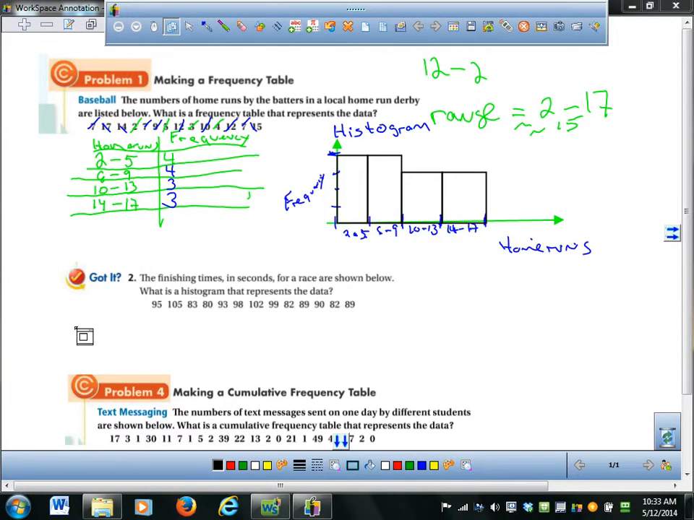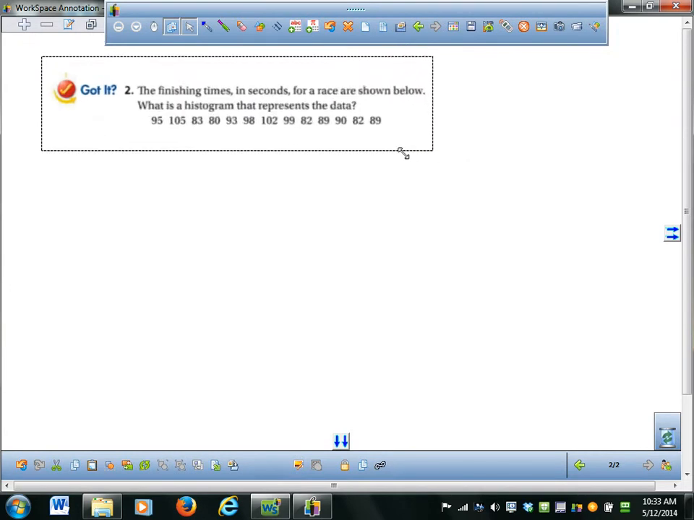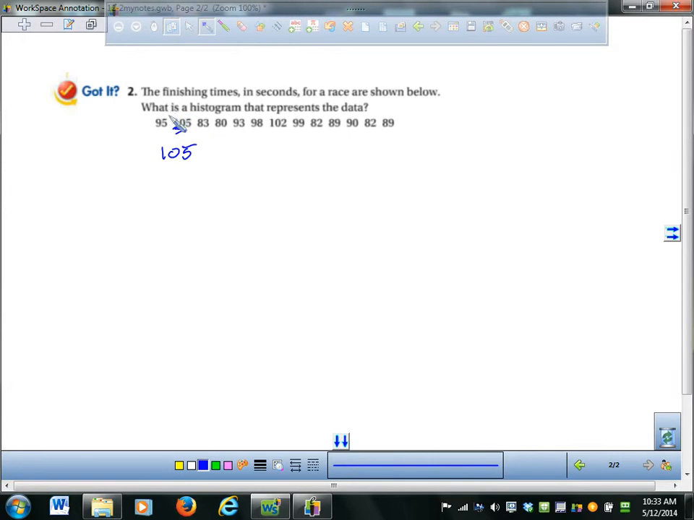No. That's all of the numbers that go. Okay, so let's just do this one together. Let's look at what's the high number. 100. So this one goes from 105 down to what's the lowest number? 80, right? Is 80 the lowest number? 80. Okay. So down to 80, and so that would be 25. So 25 from the highest down to the lowest, right?